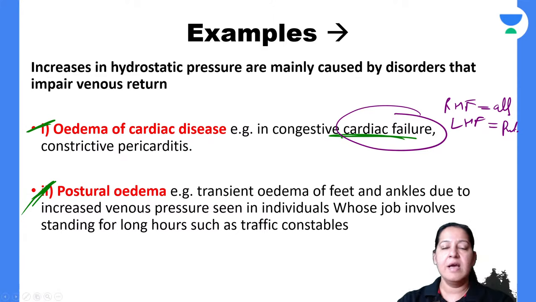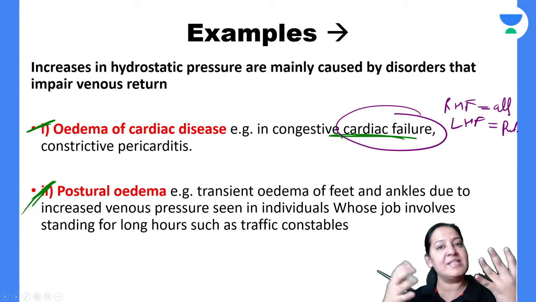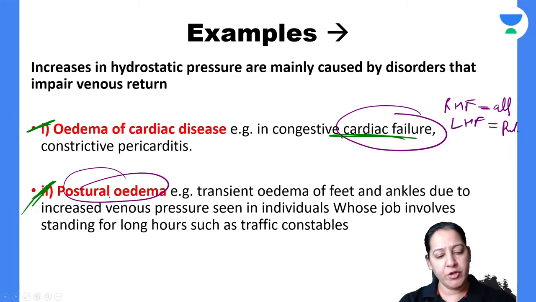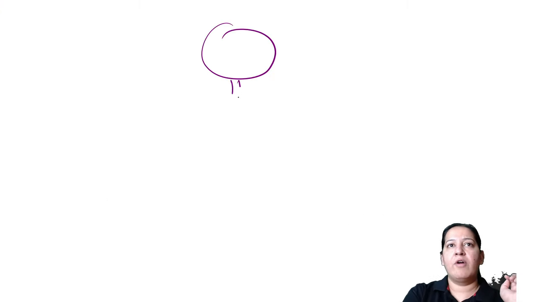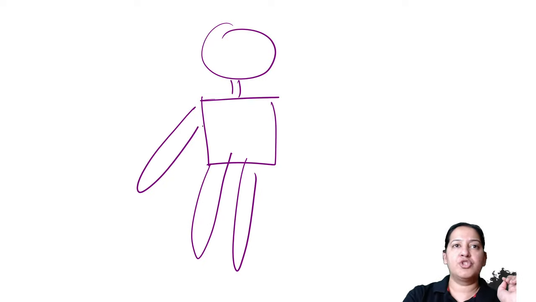That is the first reason. That is the first cause of increased hydrostatic pressure. The second cause of increased hydrostatic pressure is postural edema. What do you mean by postural edema? Postural, have you seen a traffic policeman? What is the job of a traffic policeman? He has to stand for hours at the traffic signal. So the job is standing.